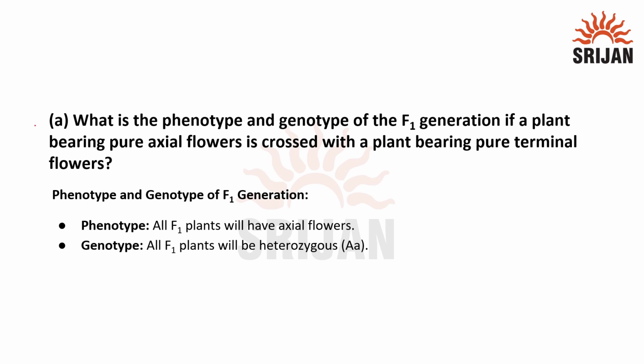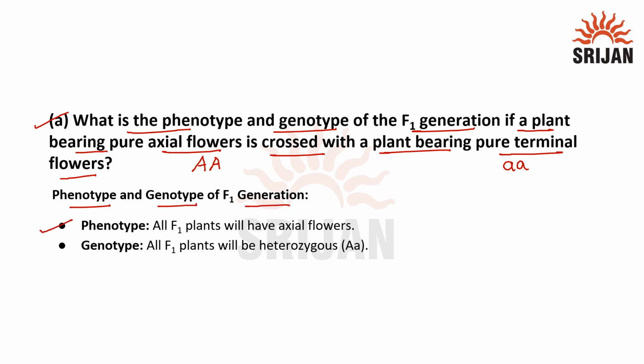Now let's answer the A part. What is the phenotype and genotype of F1 generation if a plant bearing pure axial flowers is crossed with a plant bearing pure terminal flowers? So the genotype of the plant bearing pure axial flowers is capital A capital A, and the genotype of the plant bearing pure terminal flowers is small a small a. Now we can find the phenotype and genotype of F1 generation.